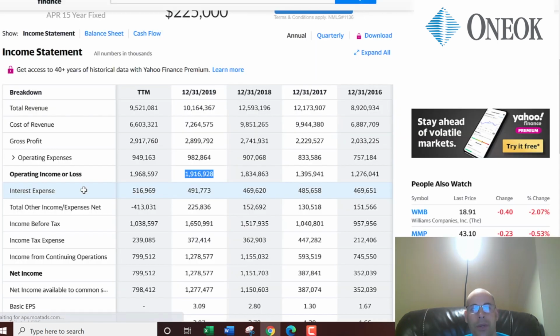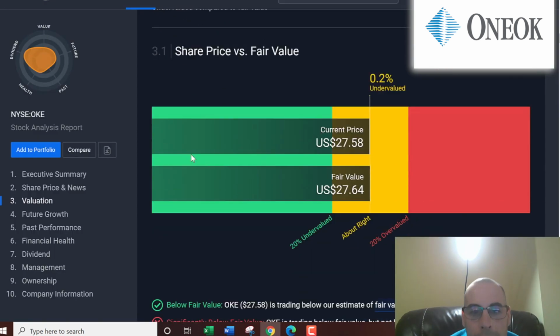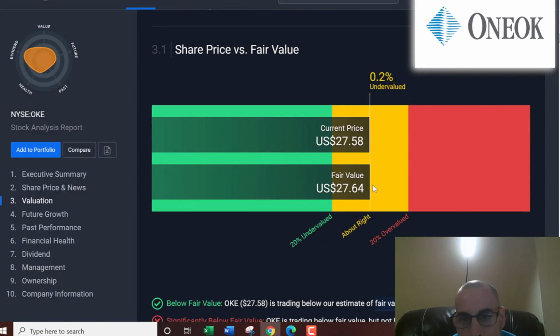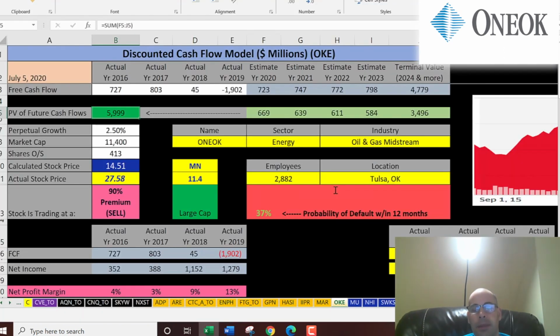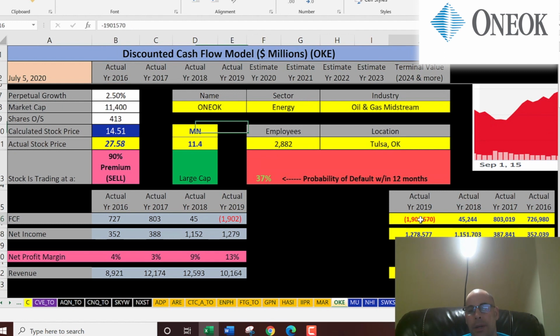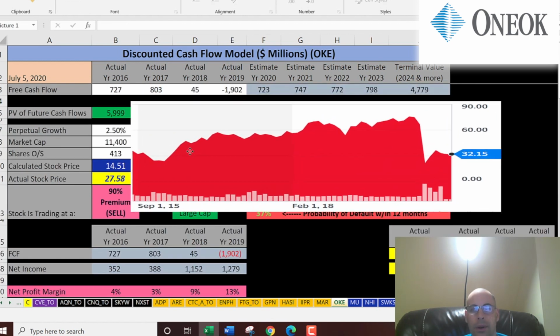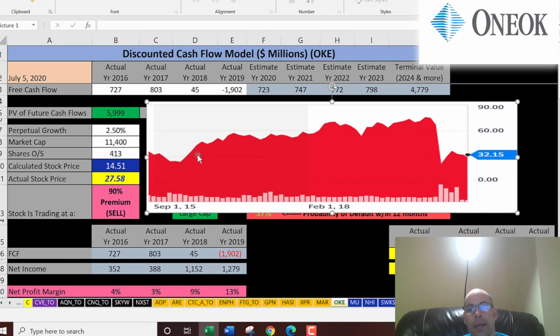Let's see what Simply Wall Street calculates. And they're calculating the stock price at $28, which is pretty much what they're trading at. So it's possible they didn't put much relevance in the negative $1.9 billion in 2019, and I think that dragged down my intrinsic value. Let's look at the historical stock price. So it looks like it was trading way higher for a while, and then it's dropped like everything else in March, and it's come back up a little bit, and it's sitting around $30.